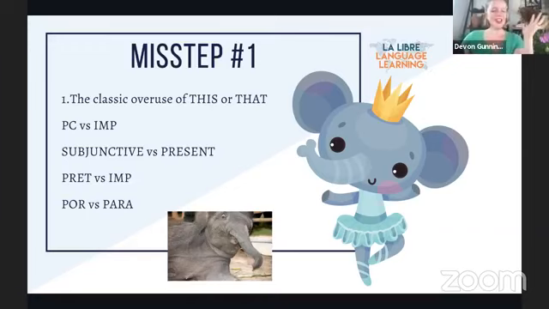But I think that misstep number 1 for level 3 teachers and curriculums, because it doesn't really have that much to do with the teacher, but it's the curriculums that we all experience, that I experienced when I was a high school French 3 student, is the classic overuse of the whole this or that, pinning all of these different grammar and time tenses against each other.